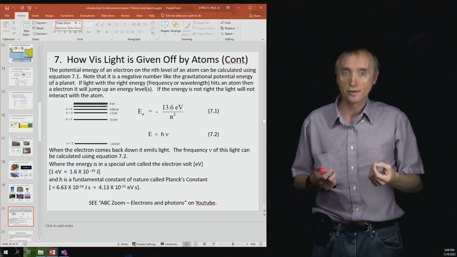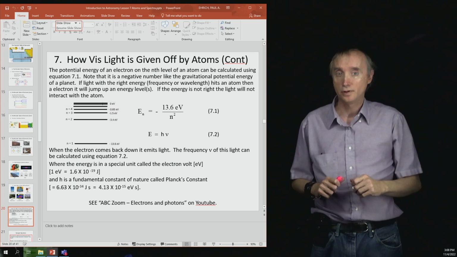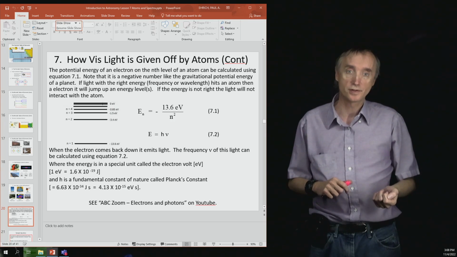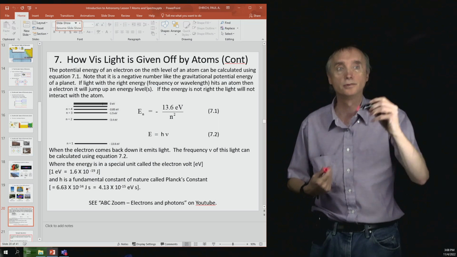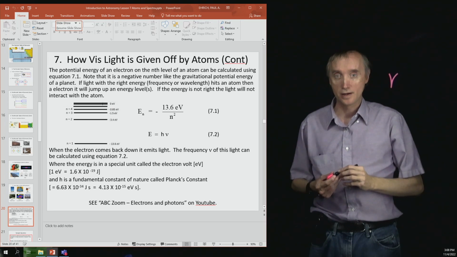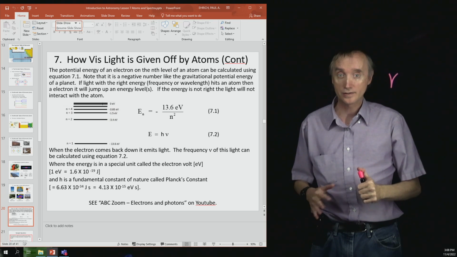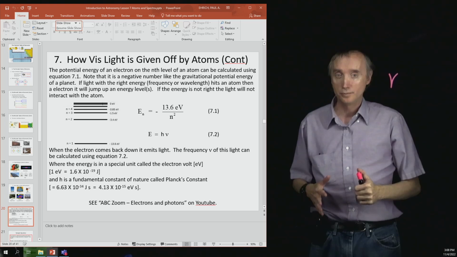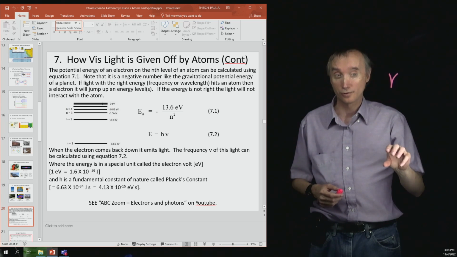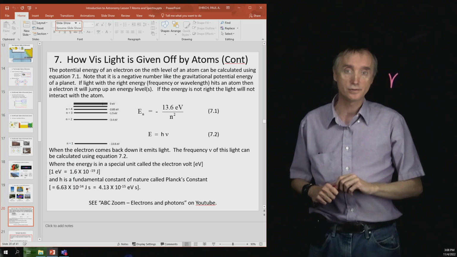Well, another thing that comes out of quantum mechanics is that the energy of light is proportional to its frequency. Do you remember this thing here, that stands for frequency. And the h is a fundamental constant of nature, Planck's constant, which you don't need to know. But the point is that if you have a certain energy, that will produce a certain frequency of light.